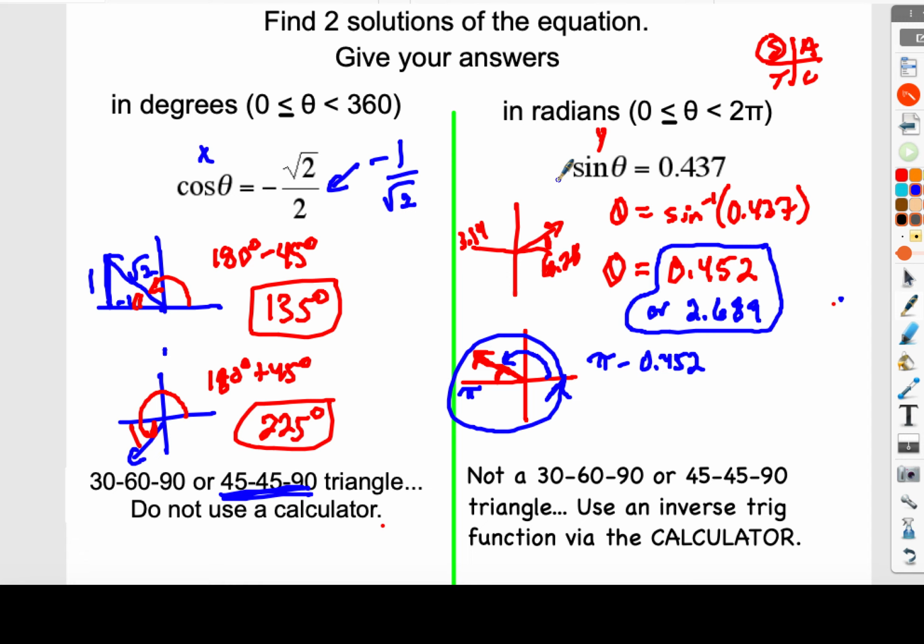Again, if you have any questions about that at all, talk to your teacher. Otherwise, think about those positives and negatives when you're solving those equations. Again, if we're going a full circle, there's a good chance that there's two different answers, two different quadrants where these answers occur. Not always, but much of the time.